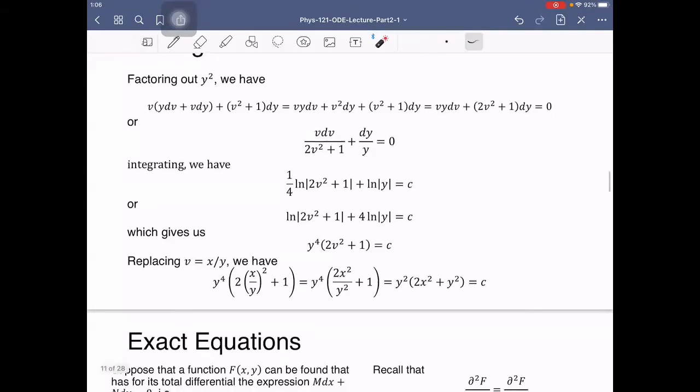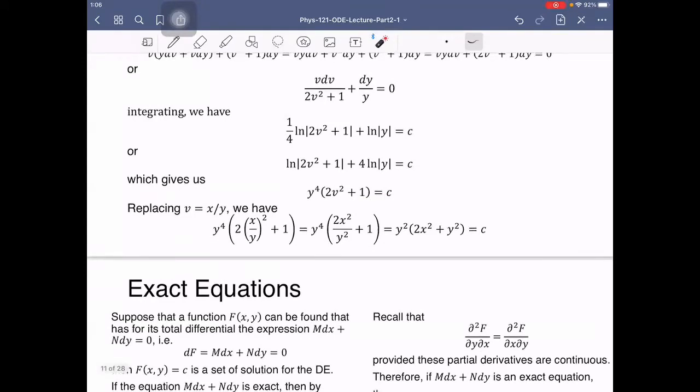Okay? So using the same trick, we use this as an exponent for e. So we will have this solution. So y to the 4th times quantity 2v squared plus 1 is equal to c. So ibalik lang natin yung substitution. We now have this solution. Medyo mahaba. Pero you can simplify that as this one.